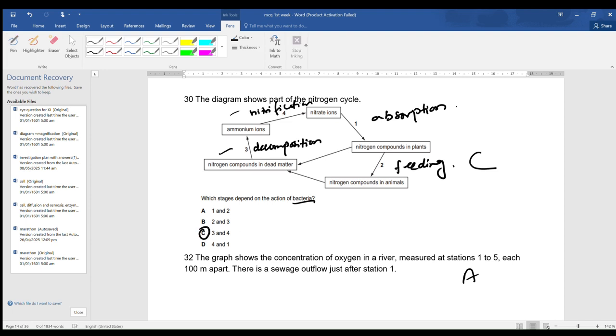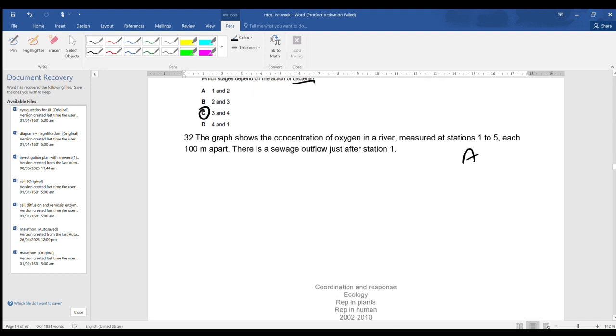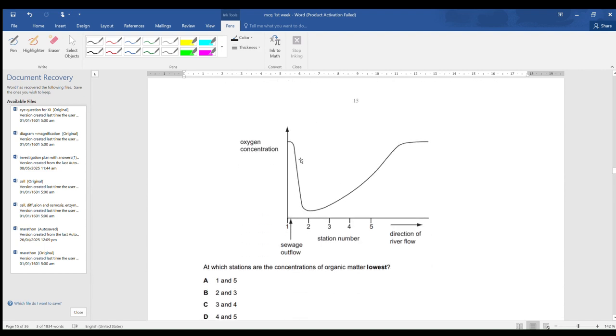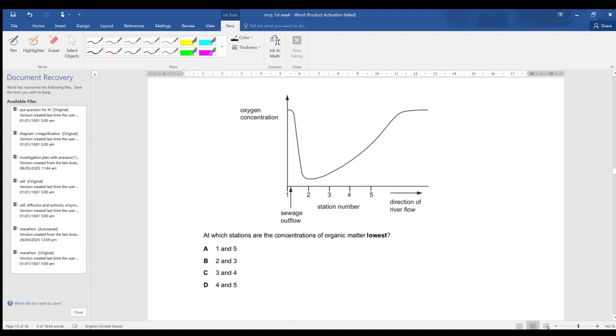Now, look at question number 32. The graph shows the concentration of oxygen in a river measured at station 1 to 5, each 100 meter apart. There is a sewage outflow just after station 1. After station 1, there is a sewage outflow. At which station are the concentration of organic matter lowest? Organic matter lowest, there will be sewage outflow. At which station are the concentration of organic matter lowest?